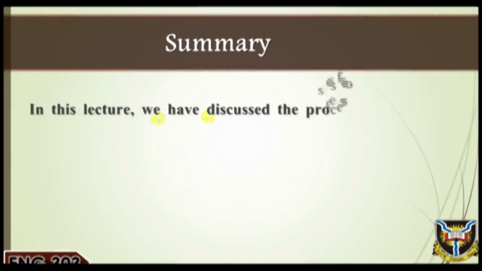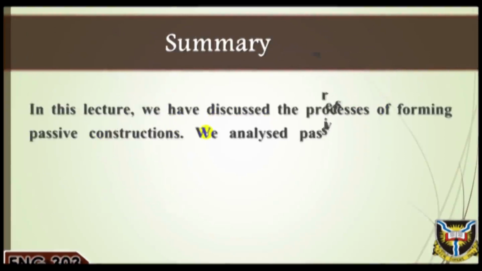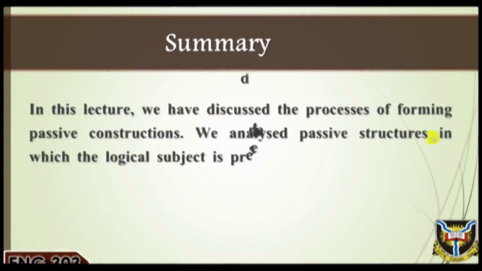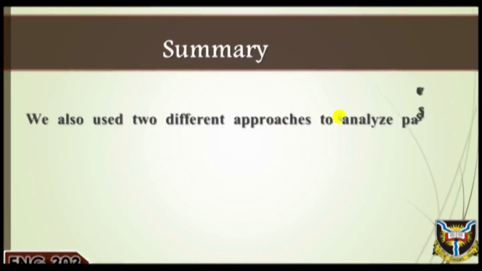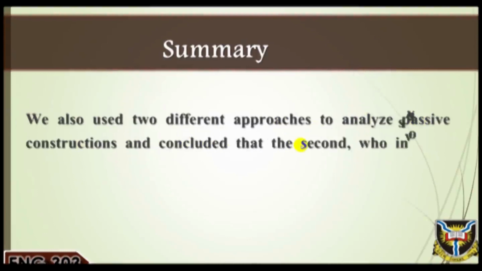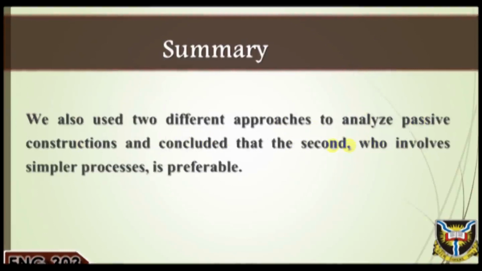Summary. In this lecture, we have discussed the processes of forming passive constructions. We analyzed passive structures in which the logical subject is present and those in which the subject is missing. We also used two different approaches to analyze passive constructions and concluded that the second, which involves simpler processes, is preferable. We have come to the end of study session 11. Thanks for listening.